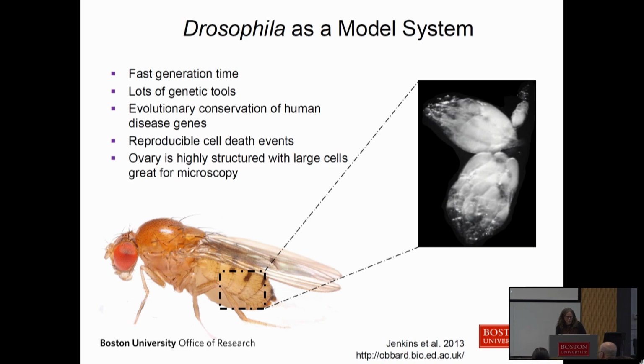So in our lab, we study cell death, and cell death occurs throughout development of the fly and in response to environmental cues. And in particular, we focus on the ovary. The ovary is a huge tissue in the fly. It fills up most of the female abdomen. They are egg machines. That's what they do.